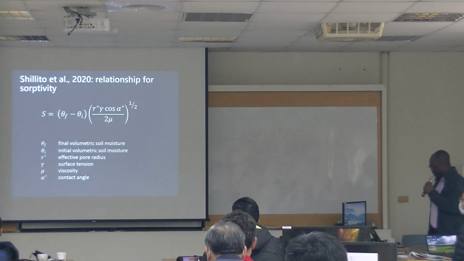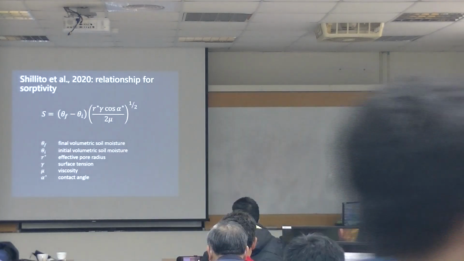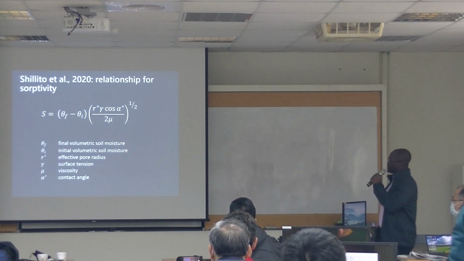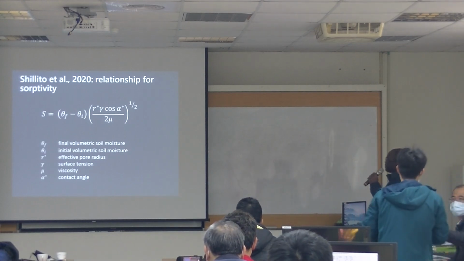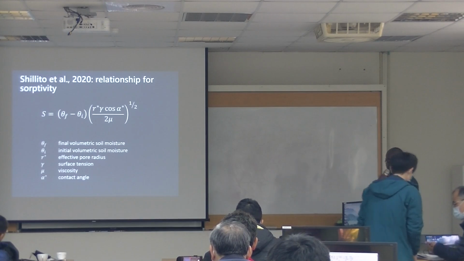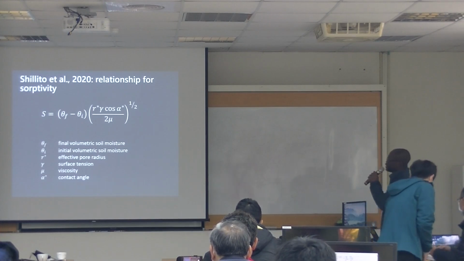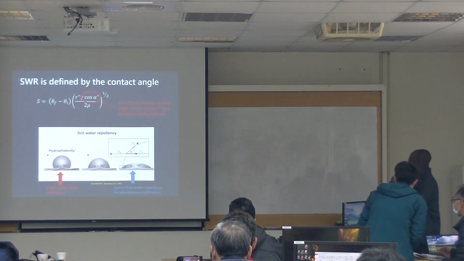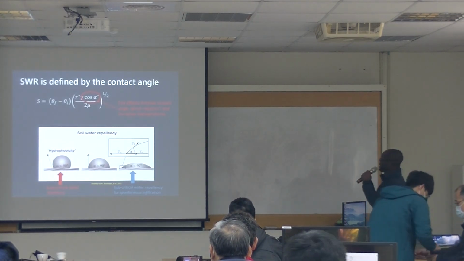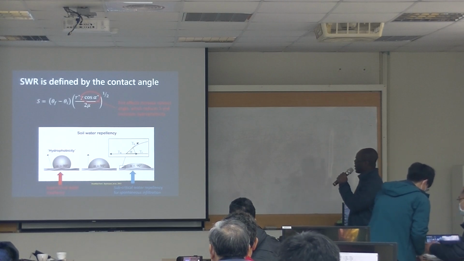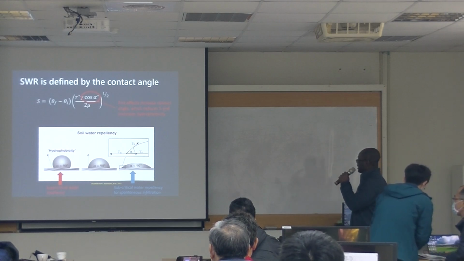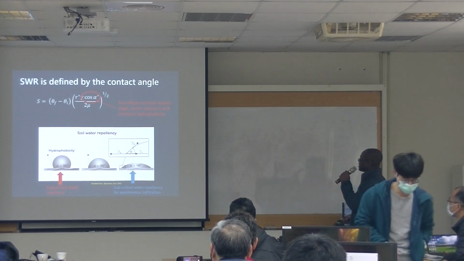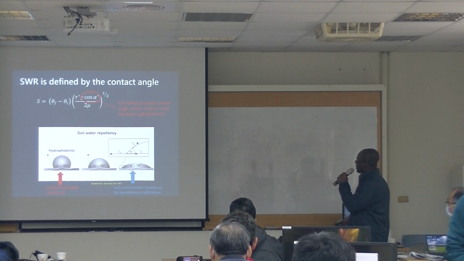So Shalito et al. have been looking at a way to represent this, and with compressed principles they've come up with a relationship that relates different parameters to the sorptivity. What they found is that fire affects the contact angle that the soil makes at the surface. The smaller your contact angle, the more infiltration you have.